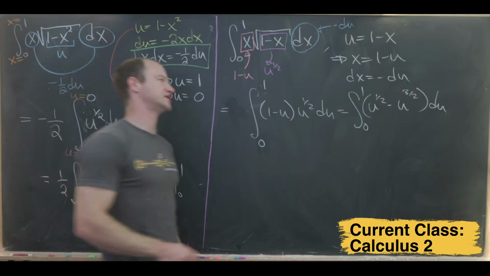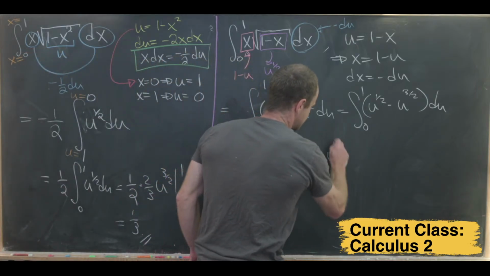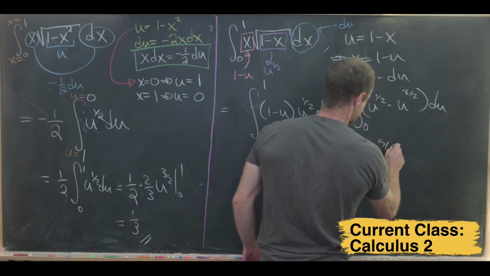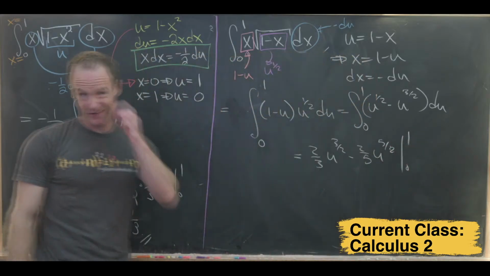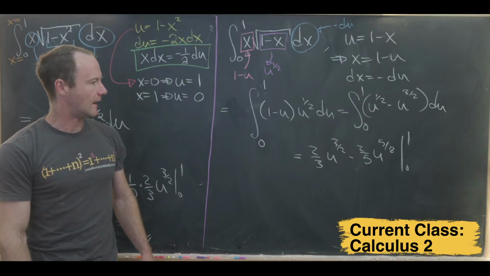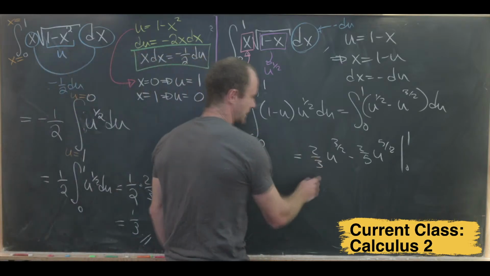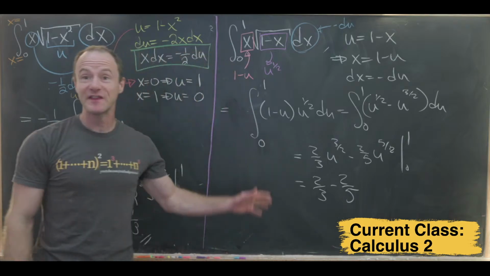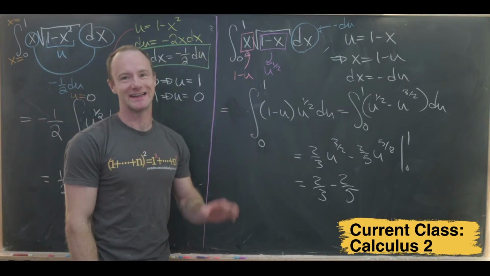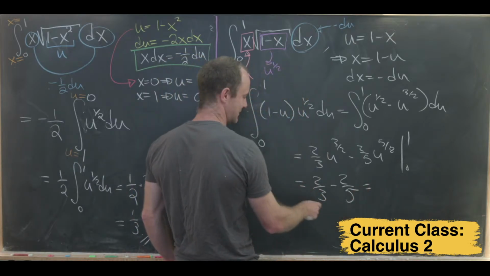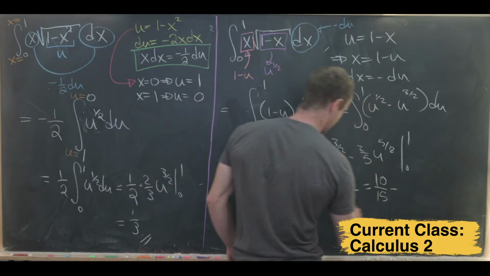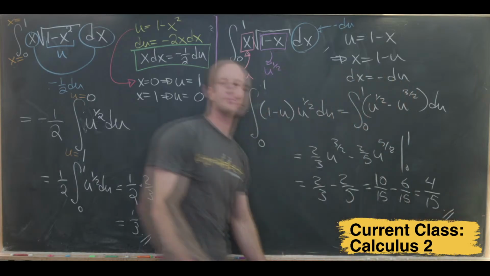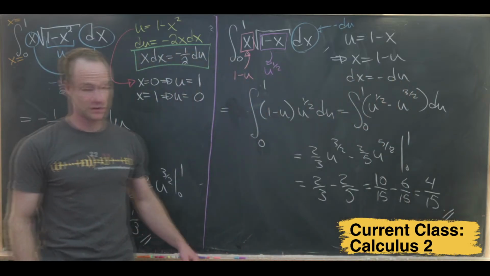Okay, now we can just use the power rule on each of those. This will be 2/3 u to the 3 halves minus 2/5 u to the 5 halves, evaluated from 0 to 1. Is that right? That seems right. Okay, then plug 1 in, and we'll get 2/3 minus 2/5. I think that's 0/5. Just kidding. So let's see. That's going to be 10 over 15 minus 6 over 15. So that's going to be 4 over 15. Great. Okay, good. We did one.